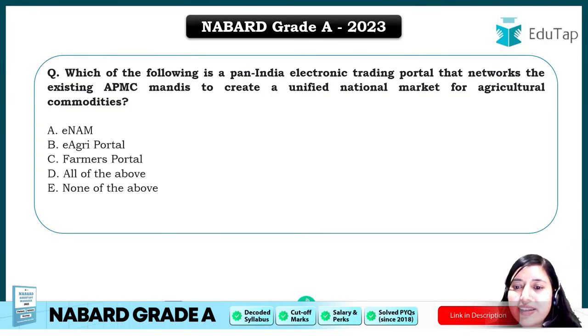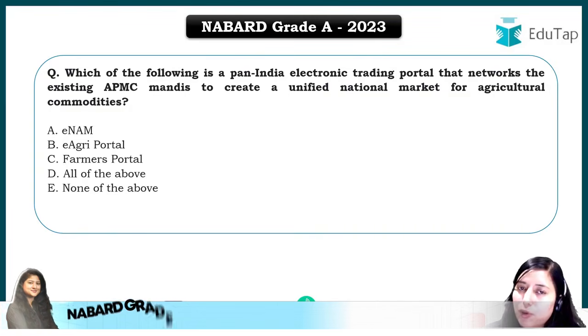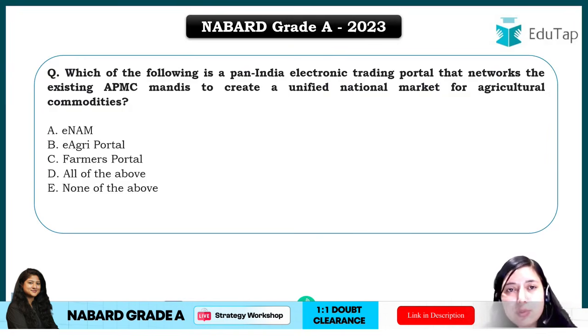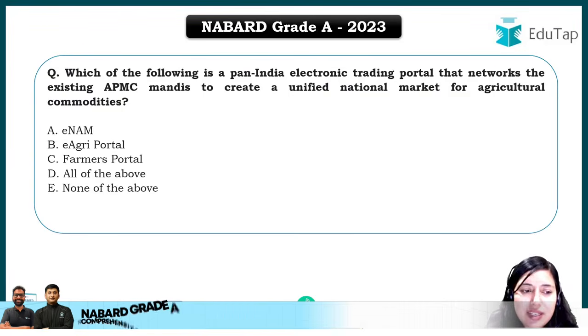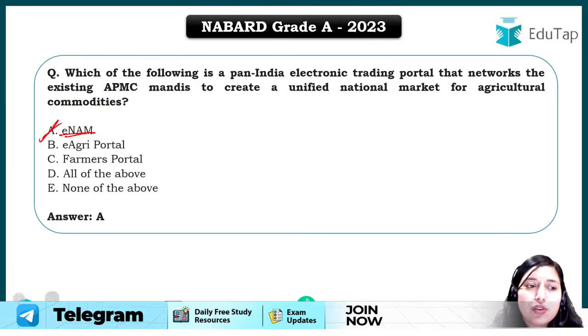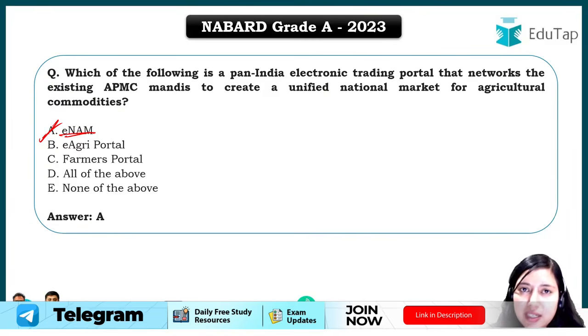Next question is: which of the following is a pan-India electronic trading portal that networks the existing APMC Mandis to create a unified national market for agriculture commodities, right? So questions have been asked from portals and apps also. If you see any kind of news regarding any portal, you have to cover that, right? And for this the answer will be eNAM. The eNAM portal has been created, and they can be called online mandis, right?